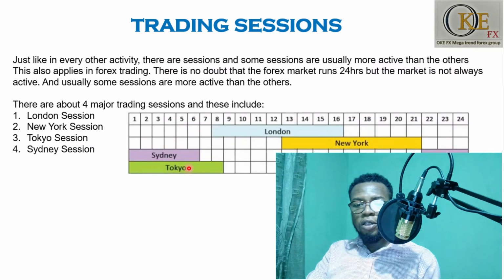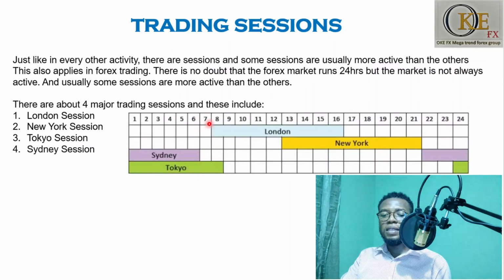Normally the London session starts from 8 o'clock GMT and runs all through to 16 o'clock GMT. Then the New York session takes off from 13 o'clock GMT and runs down till 21 o'clock GMT. Depending on daylight saving, these trading sessions may change by an hour or thereabout.